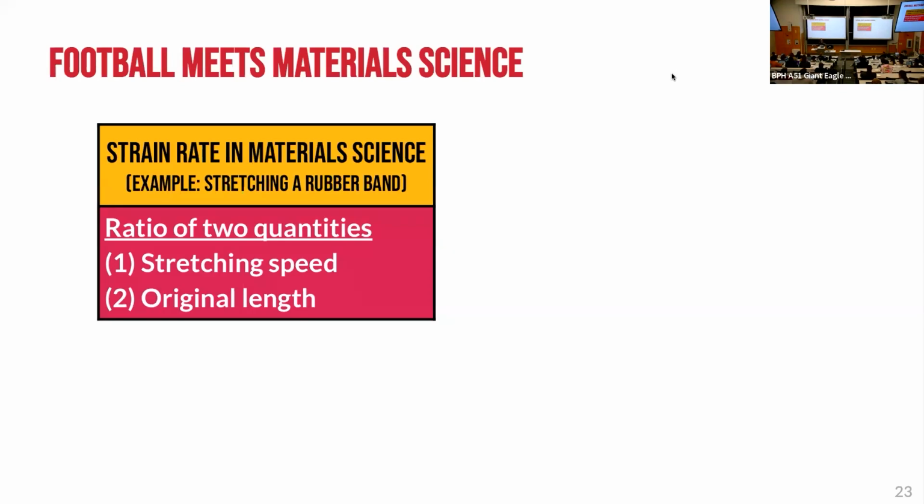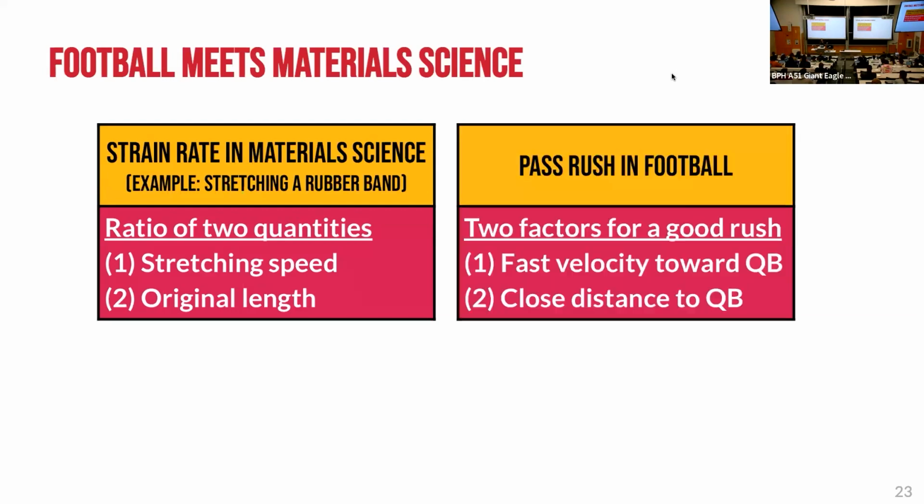So how does this connect to pass rush in football? As we just mentioned earlier, we believe that the two most important features for evaluating how effective a pass rusher is are how fast they're moving towards the quarterback and the distance between the pass rusher and the quarterback. Those two features happen to be the exact same two dimensions required for the calculation of strain rate.